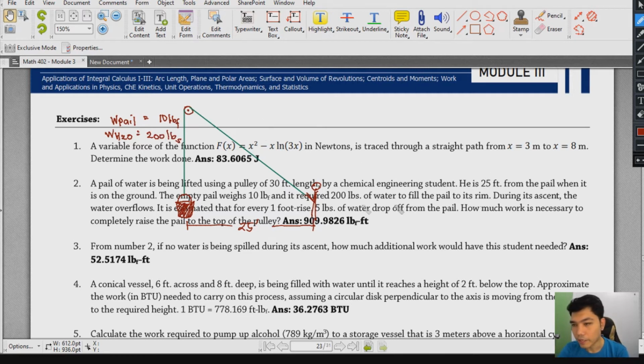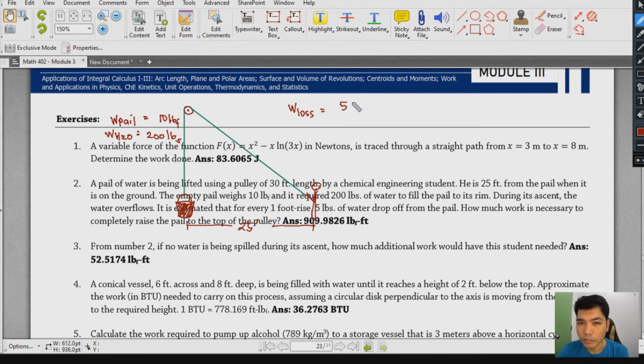During its ascent, as the problem says again, if the pail is rising, 5 pounds of water is being dropped off for every foot rise. So we could just imagine this as the loss. We can have this weight loss, or the force that is being lost, which is just 5 pounds for every foot rise.